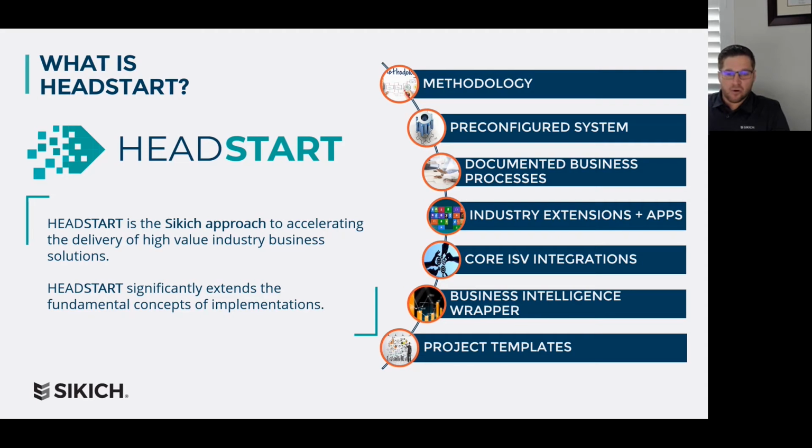We have core ISVs that we've identified, along with core extensions, Power Apps, and other applications that we've configured and enabled so our clients can take advantage of them right out of the gate. On top of Power BI, we also have our own business intelligence wrapper. We've built business intelligence into the system based on things we've seen our clients and the industry need, and it is embedded into Dynamics 365.